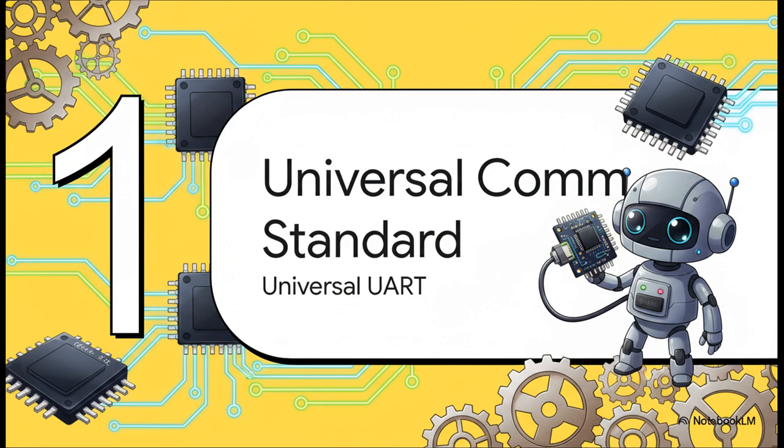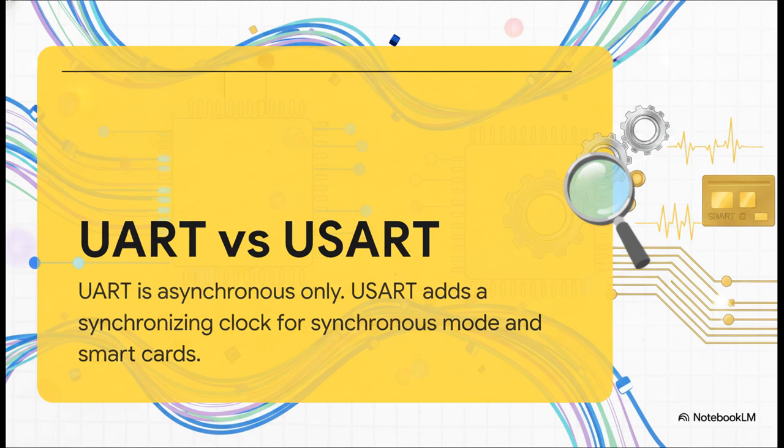Let's just quickly ground ourselves in the absolute hardware basics. Now, when you pull up the Connectivity tab for an STM32, you're usually going to see both UART and USART. So what's the actual difference here? Well, UART is strictly asynchronous. It relies entirely on timing that both sides agree on beforehand. USART, on the flip side, adds a synchronizing clock line. That extra line unlocks support for things like smart card communication and synchronous modes. But for our purposes today, we are focusing purely on the power of asynchronous communication.